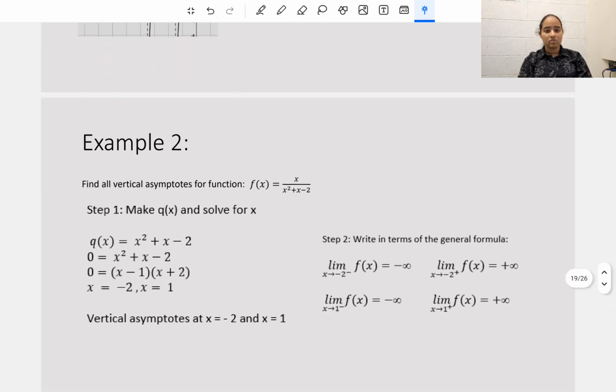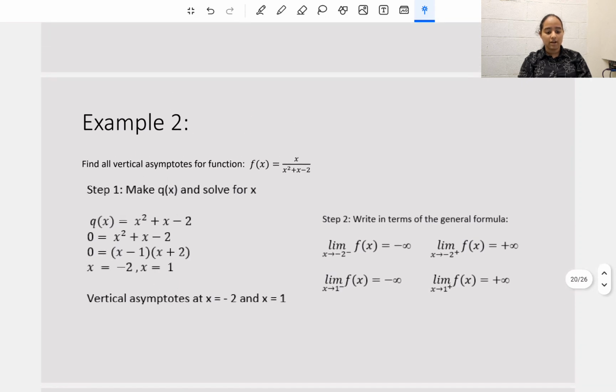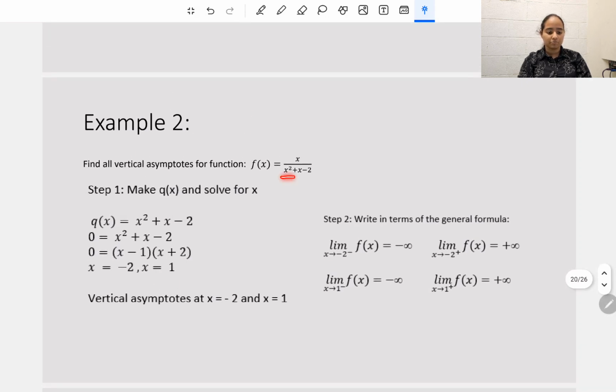Find all vertical asymptotes for the function f of x equals x over x squared plus x minus 2. So the first step is to set q of x equal to 0. So q of x is equal to x squared plus x minus 2, so 0 equals x squared plus x minus 2. Now we can solve for x. So 0 equals x minus 1 times x plus 2. Therefore, x is equal to negative 2 and x is equal to 1. That means the vertical asymptotes are at x equals negative 2 and x equals 1.